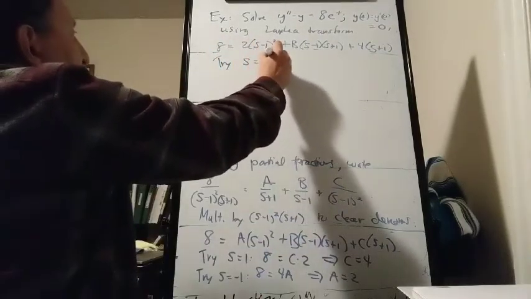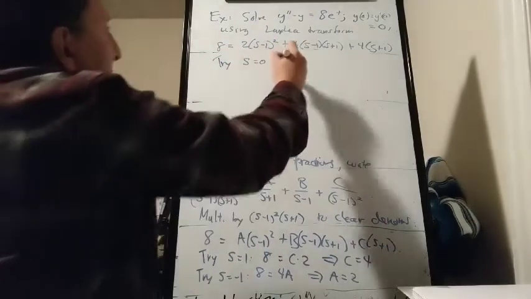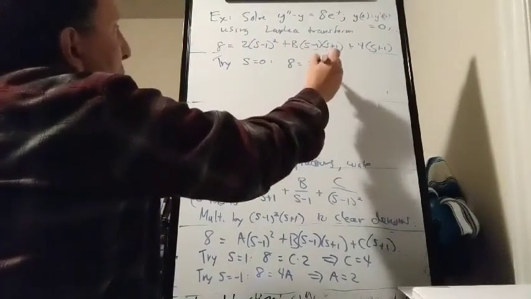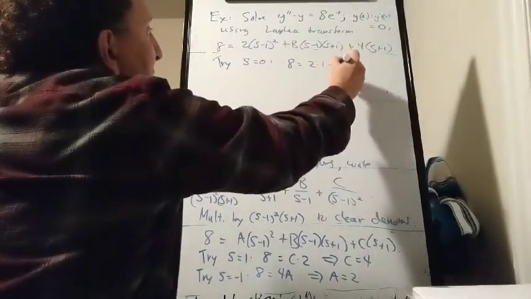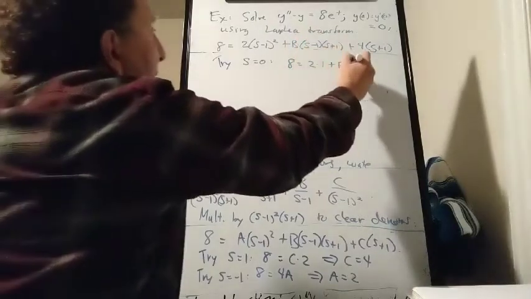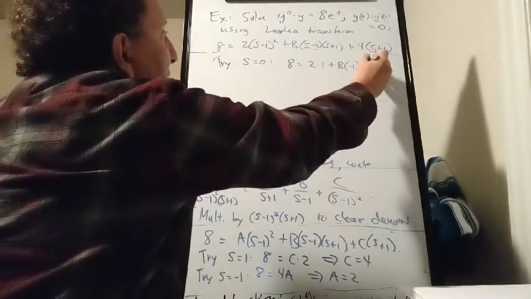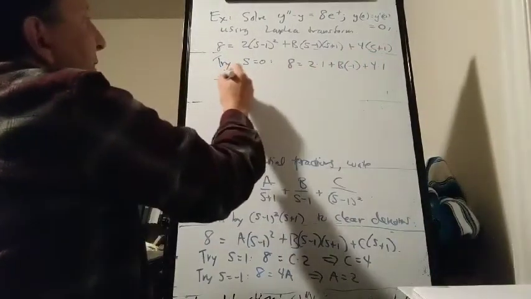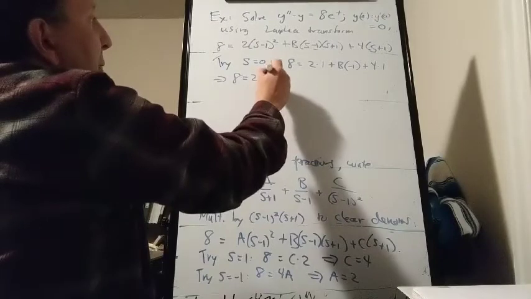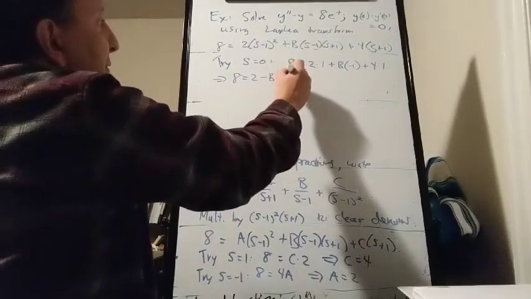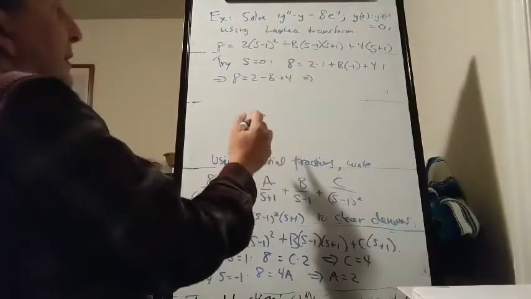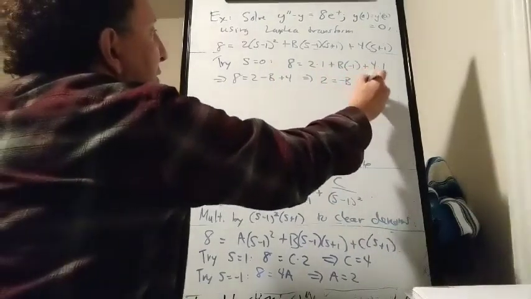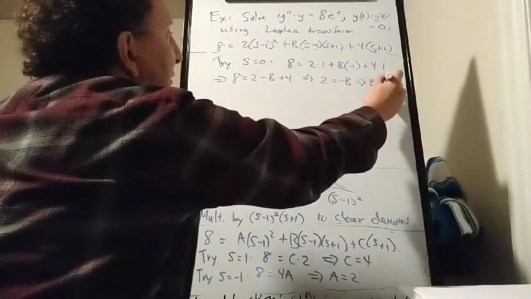So let's try s equals 0 and see if that's something we can solve. So 8 equals 2 times negative 1 squared, which is 1, plus B times negative 1 times 1, so it's negative B, plus 4 times 0 plus 1, which is 1. So that means that 8 equals 2 minus B plus 4, which means that if we subtract 6 from both sides, 2 equals minus B, which means that B equals negative 2.